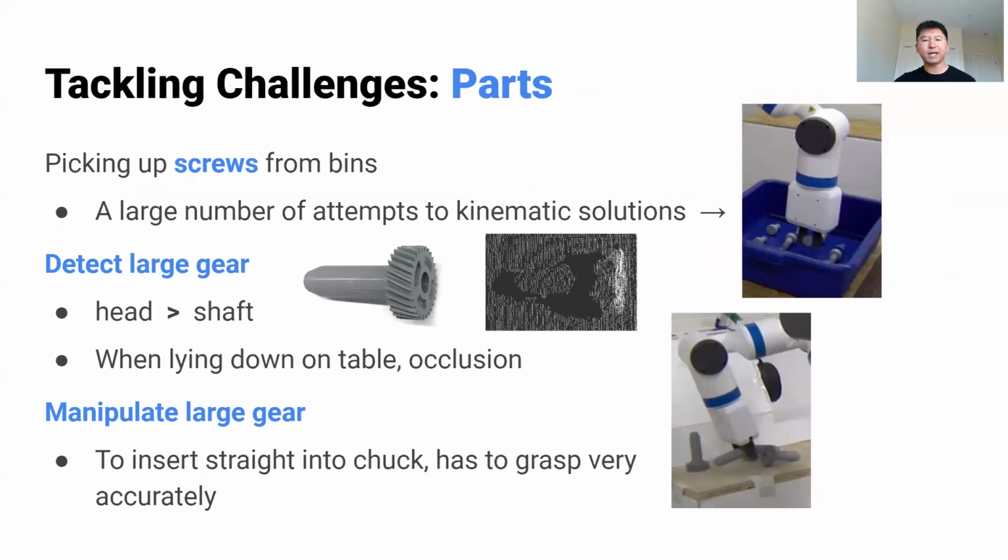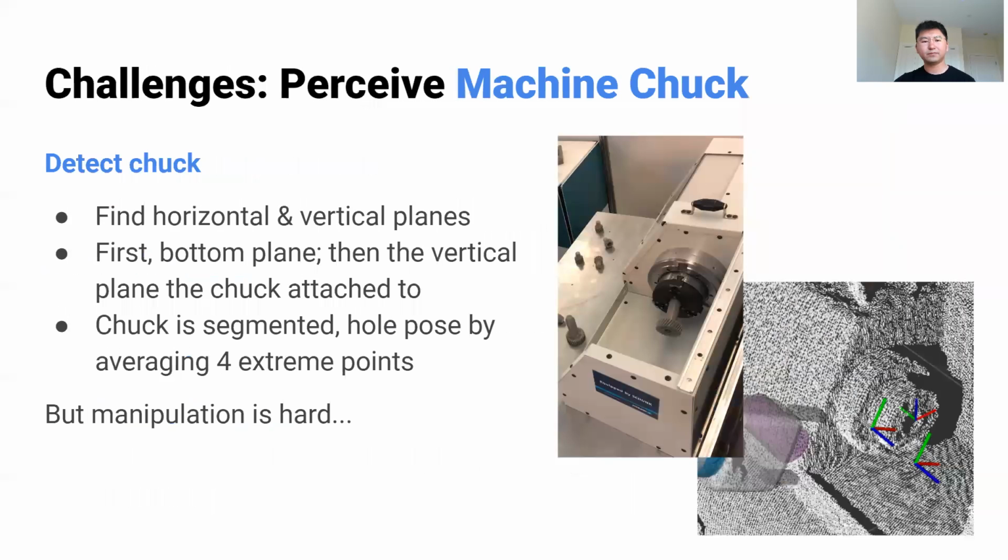The screw case is special because the robot will need to pick them up from a bin, which needs a large number of times to find kinematic solutions. For the large gear, its head is higher than the shaft. The detection here is an example that we need to check neighboring clusters. For manipulation, because we need to insert the large gear straight into the chuck, the robot will have to grasp it very accurately, as you can see from the right photo.